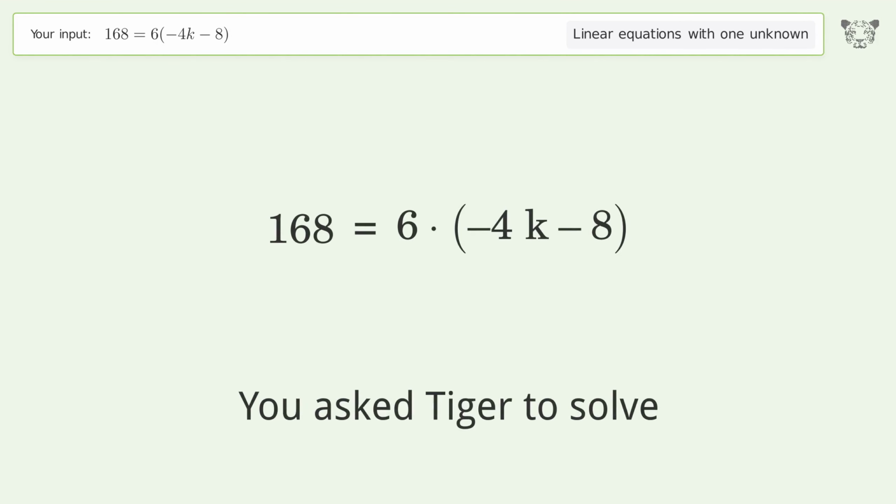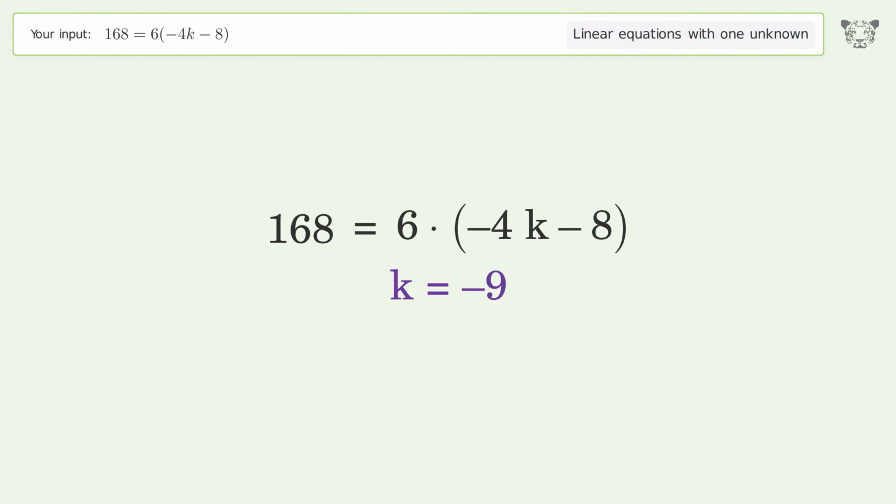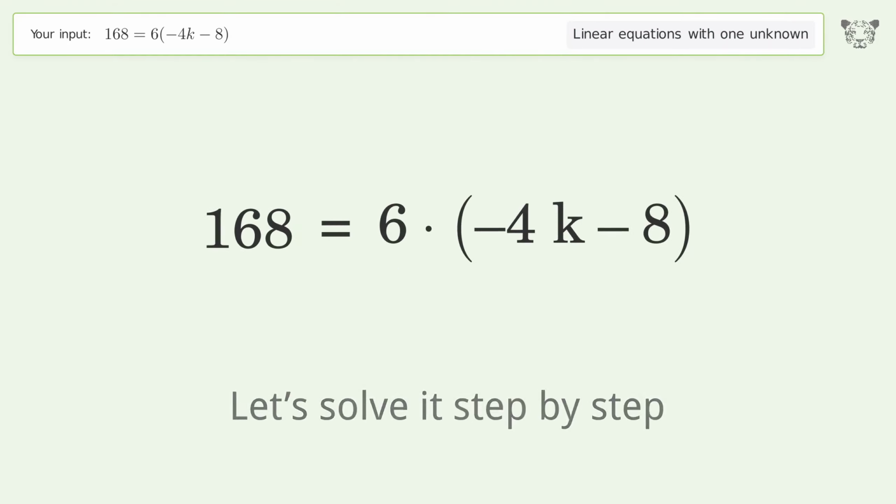You ask Tiger to solve. This deals with linear equations with one unknown. The final result is k equals -9. Let's solve it step by step.